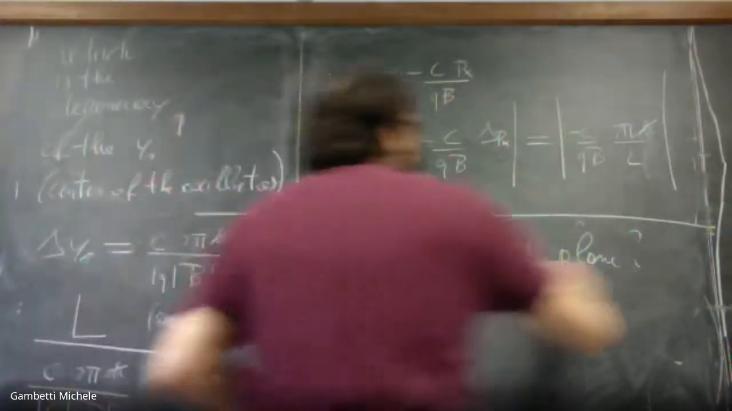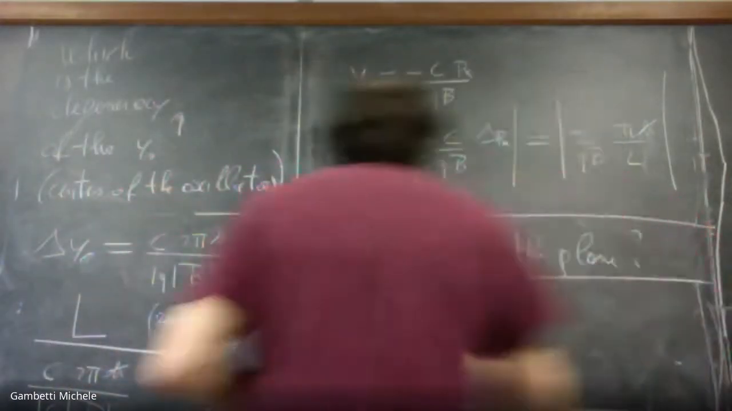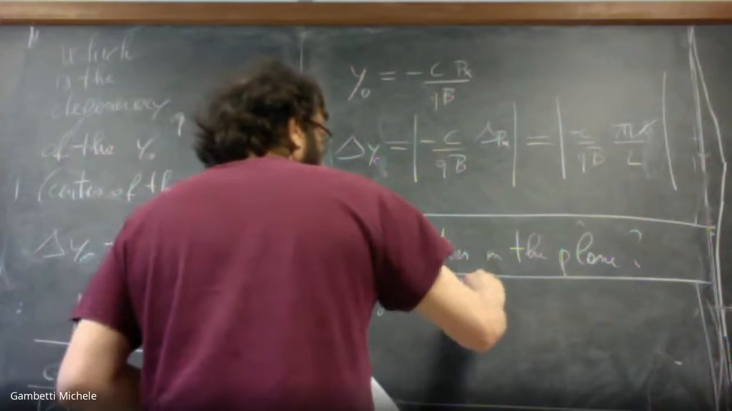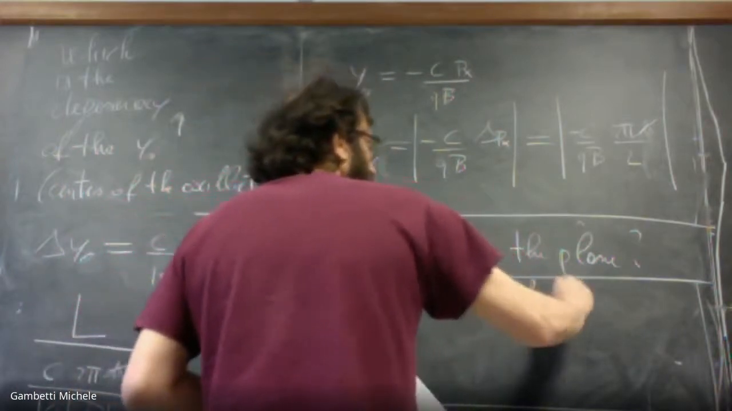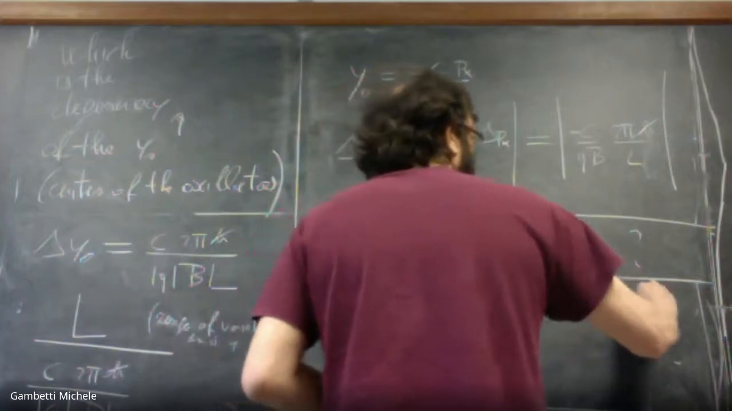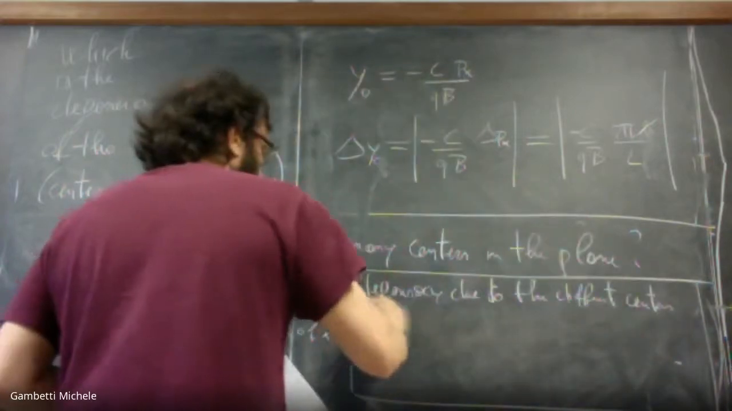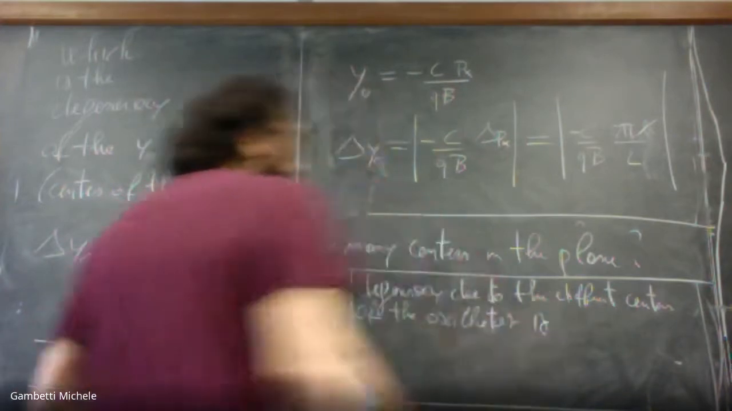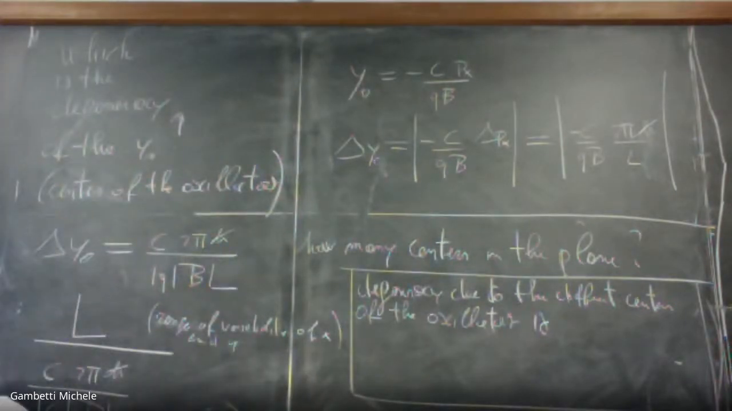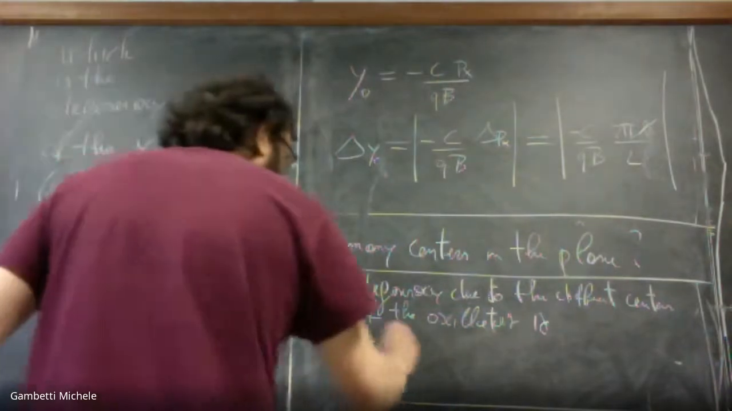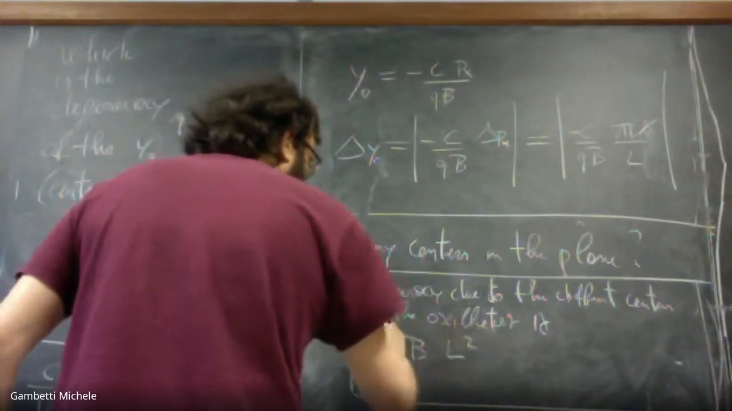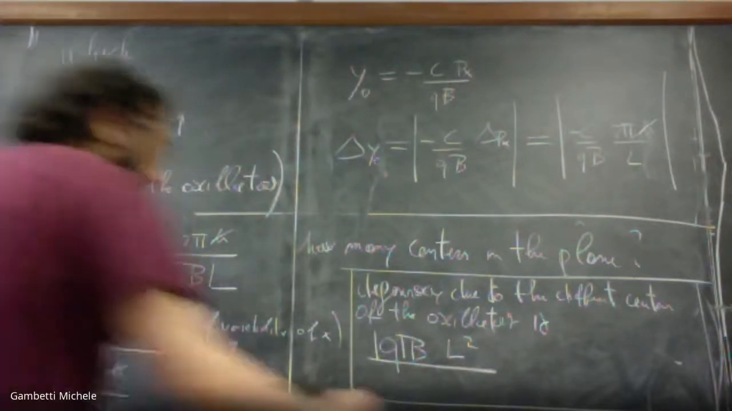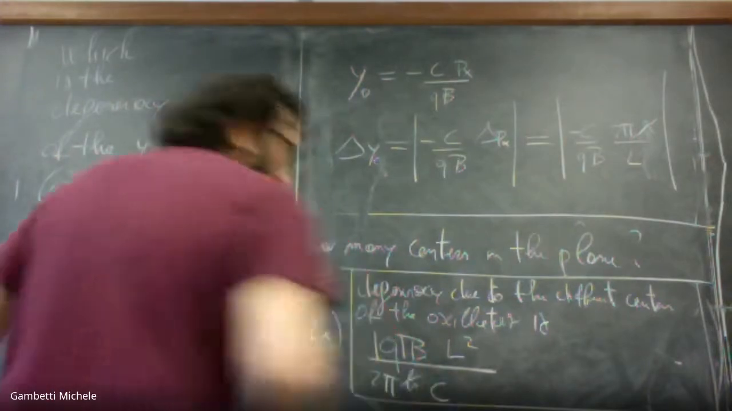So I conclude that the degeneracy due to different centers of the oscillators is a factor which is provided by this relation, which is modulus of q b l squared, divided by 2 pi h bar c. Okay?